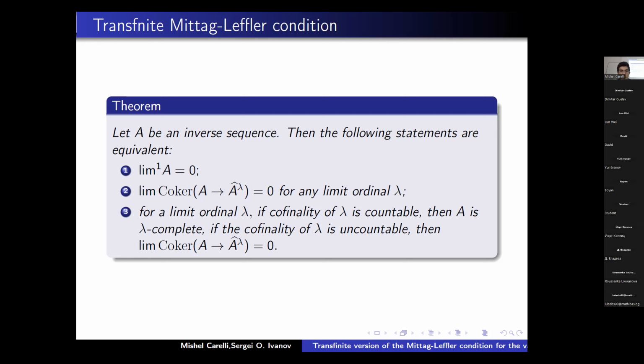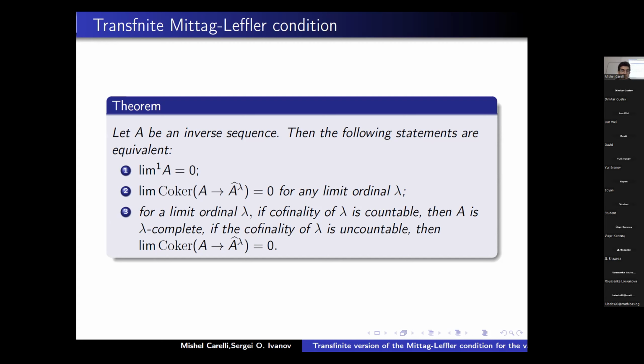It states that for a limit ordinal lambda, if the cofinality of lambda is countable, then A is lambda complete. Lambda complete, to remind you, means that the kernel of the map from A to the lambda completion is 0. So not just the limit of the sequence is 0, the sequence itself is 0. And for the rest of the ordinals, we still need to have the second condition.